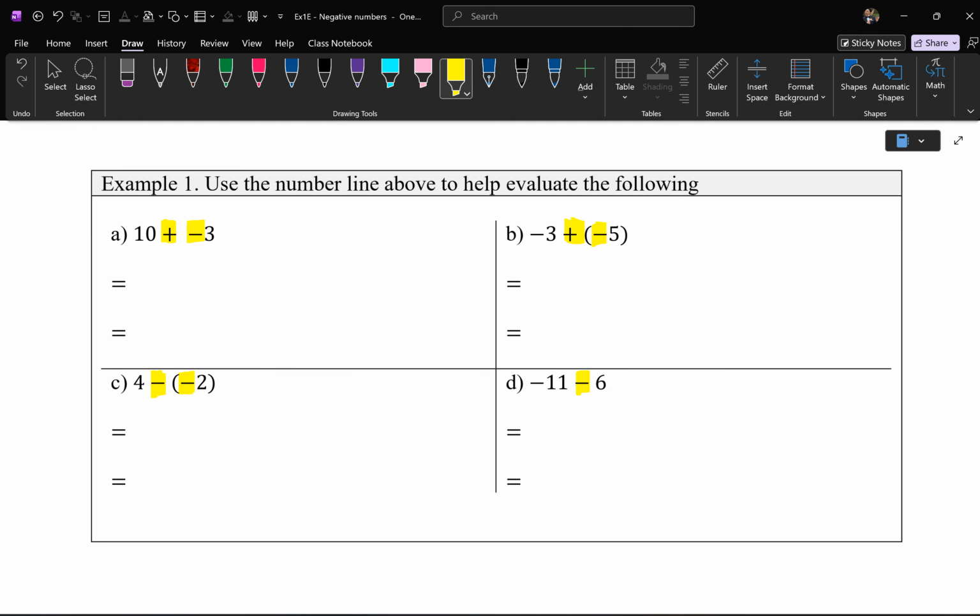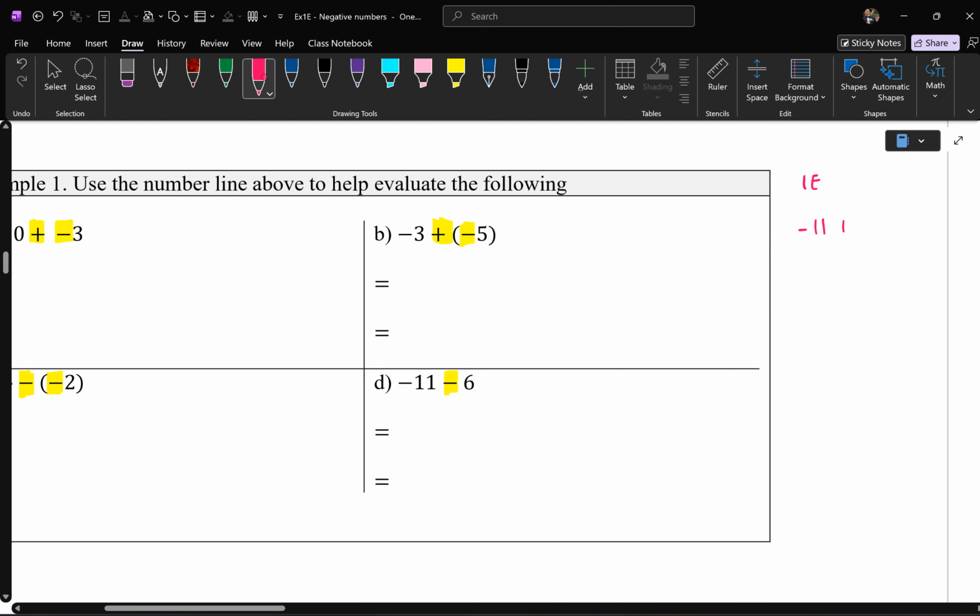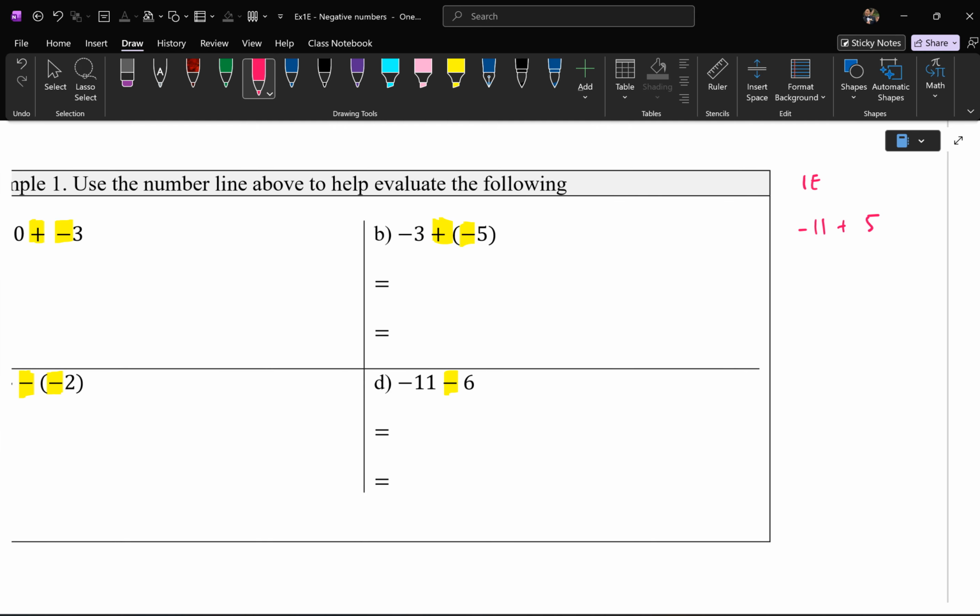All right. So exercise 1F has 2 signs, whereas 1E doesn't. 1E actually looks more like question D there. Here are some examples of 1E. 1E would be something like negative 11 plus 5. It could be something like negative 5 minus 1. That is 1E, because they're not trying to confuse you with the extra signs.